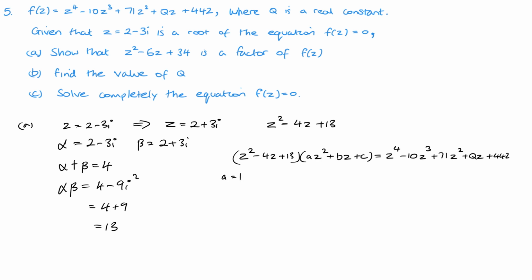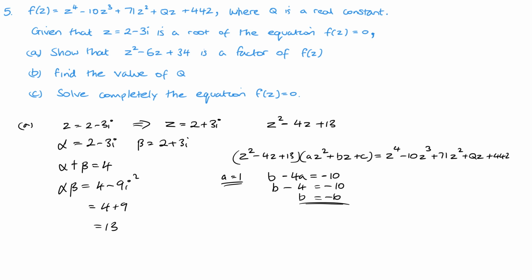So a, b and c. Obviously a is going to be equal to 1 straight away. We know that because the z to the power 4 is 1. Looking at my cubes, this is going to be b minus 4a, and that's going to be equal to minus 10. A is 1, so we've got b minus 4 equals minus 10. B is equal to minus 6, just as we would expect.